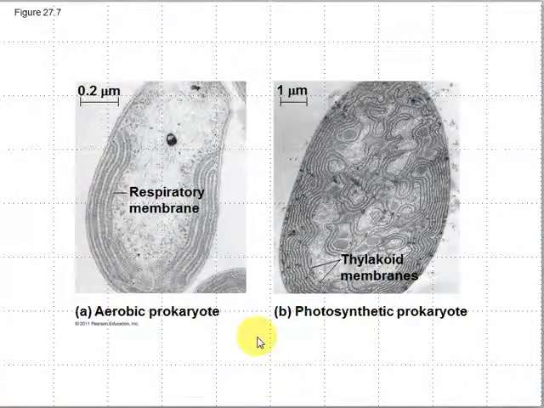So here's an aerobic prokaryote that has certain infoldings called respiratory membranes that look similar to what you might find in the cristae of a mitochondria. And this photosynthetic prokaryote has thylakoid membranes and looks quite a bit like the chloroplast, say, of a eukaryotic plant cell.